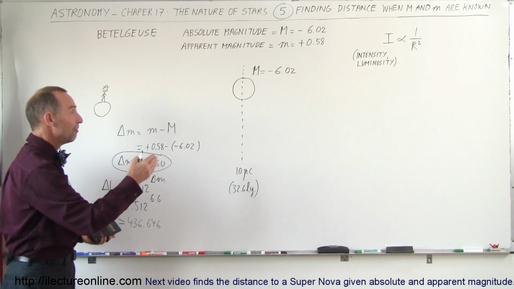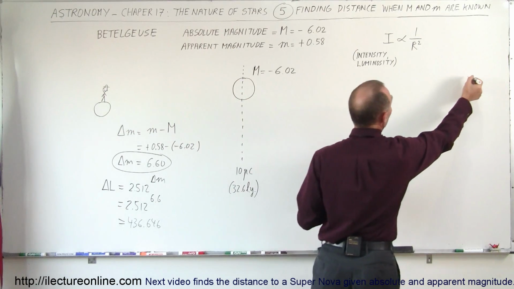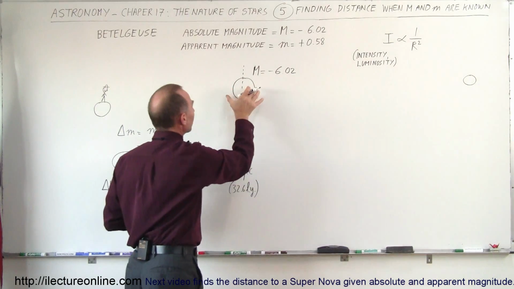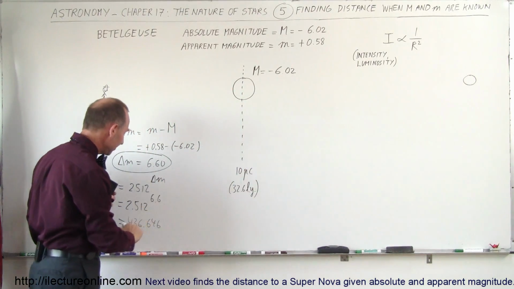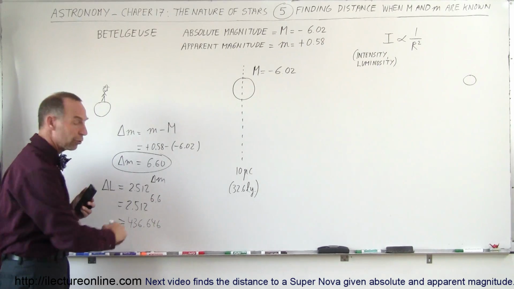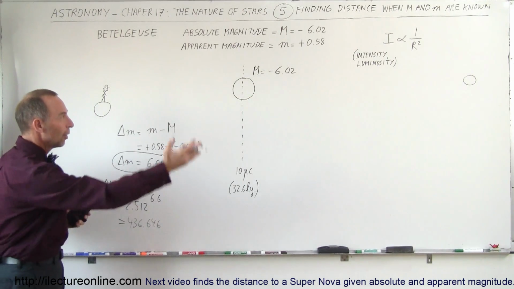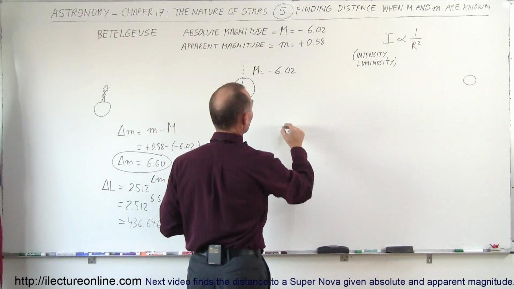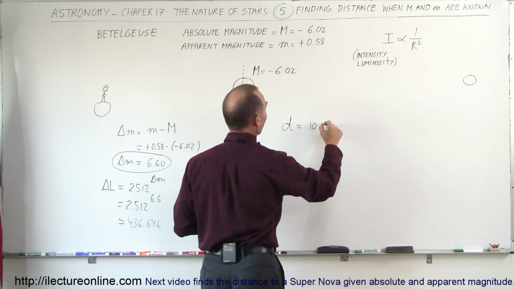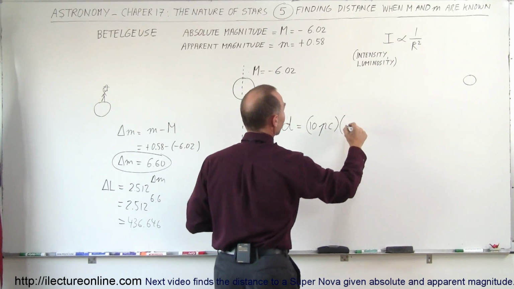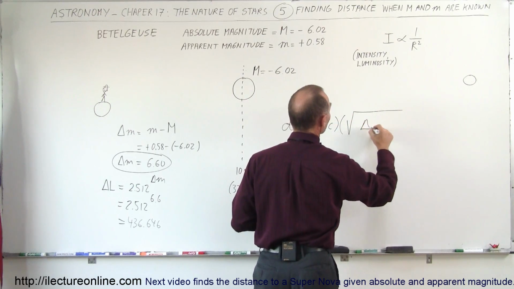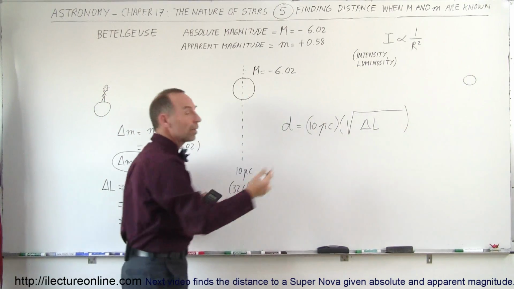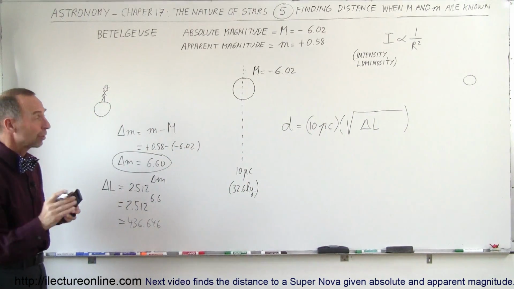Or you could say, if we take Betelgeuse, which must be way out here somewhere at a very far distance, and bring it to a distance of 10 parsecs away, its intensity or luminosity would increase by a factor of 436. It would be 436 times brighter at 10 parsecs than where it actually is. Now, the distance is equal to 10 parsecs multiplied times the square root of the difference in the luminosity. So we take this number right here, take the square root of that, and multiply times 10 parsecs, and that's where Betelgeuse actually is.